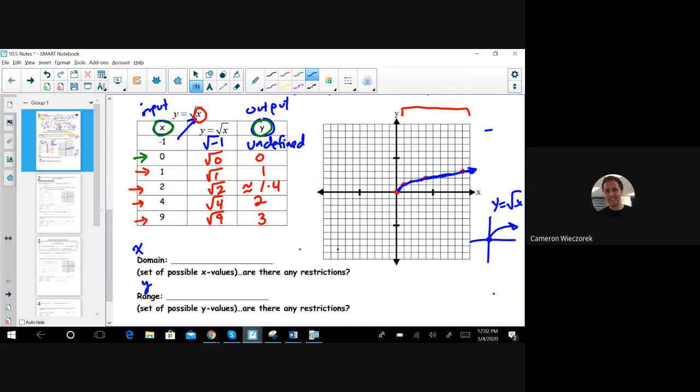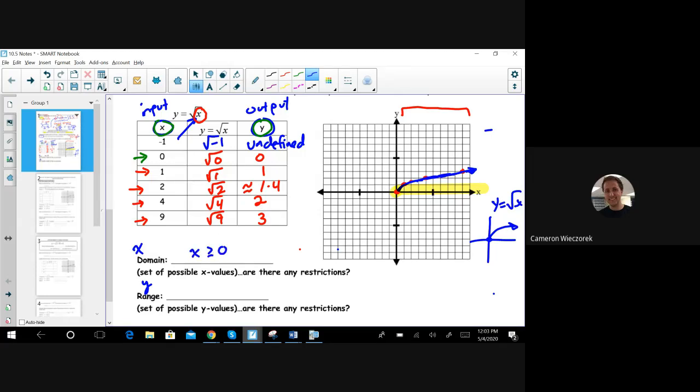You can do this in two ways. You can do it by looking at the graph, or you can do it by looking at the equation. If you look at the graph, you'll notice that none of the negative numbers were ever touched. This whole left side of the graph is empty. The first x value is 0, and then it goes to the right forever. So my domain would be all the x values that are greater than or equal to 0.